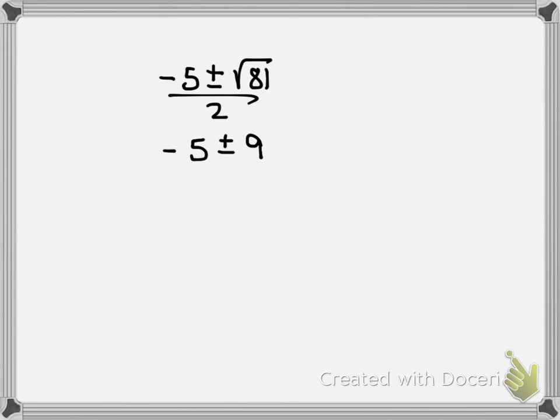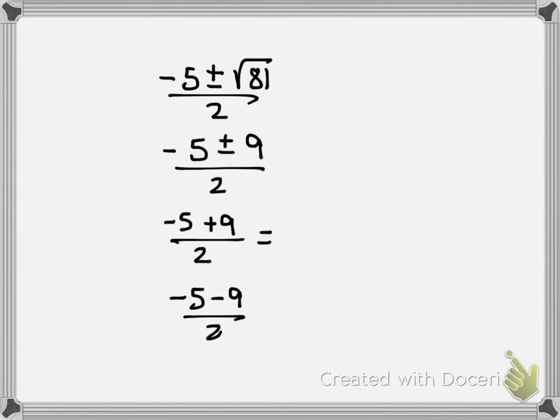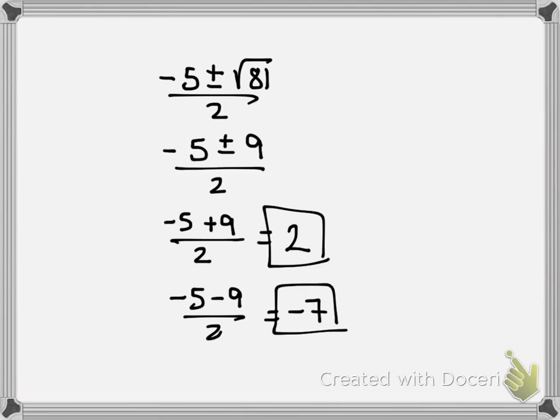We know what the square root of 81 is. So we can simplify square root of 81 to be 9. So I have negative 5 plus or minus 9 all over 2. So we can split that up: negative 5 plus 9 all over 2, and negative 5 minus 9 all over 2. And we get an answer of 2 or negative 7. And these are the answers to your quadratic equation.